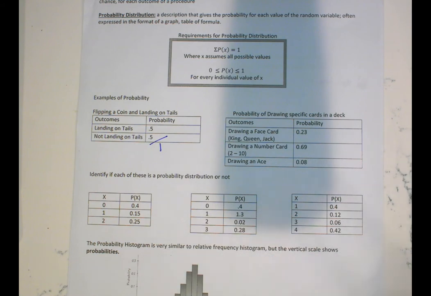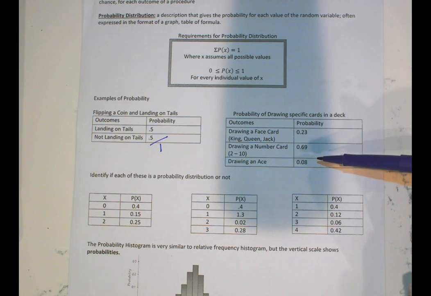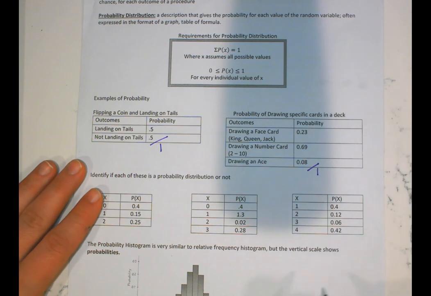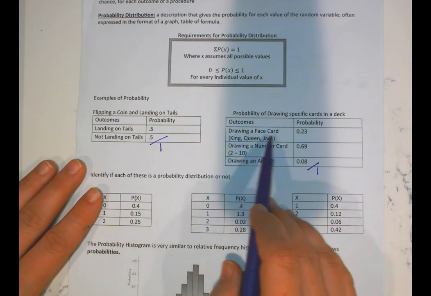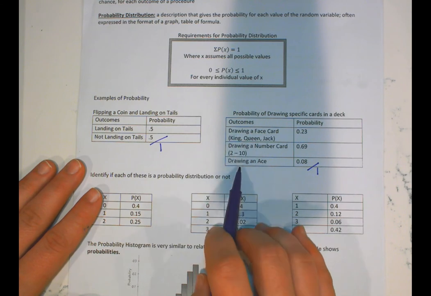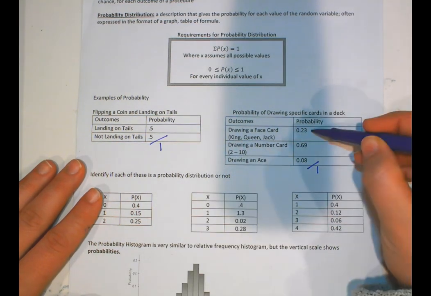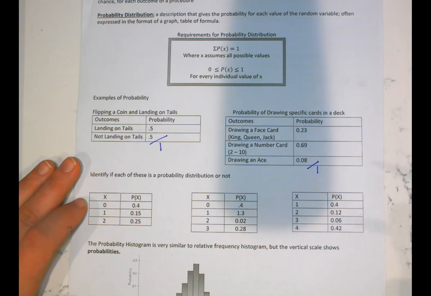So if we look at the next example on our page, right, first we would want to check, does 0.23 plus 0.69 plus 0.08 equal 1? It does. And then you can see all of your possible outcomes are here if you're talking about a deck of cards, right? Drawing an ace, a 2 through 10, or a jack through king. And each individual probability is between 0 and 1.